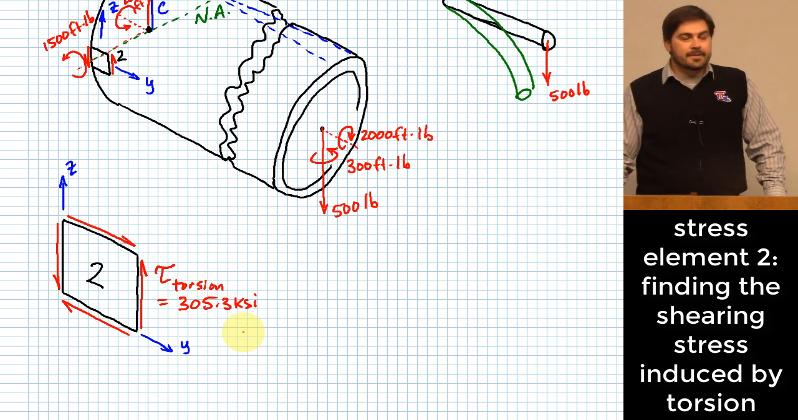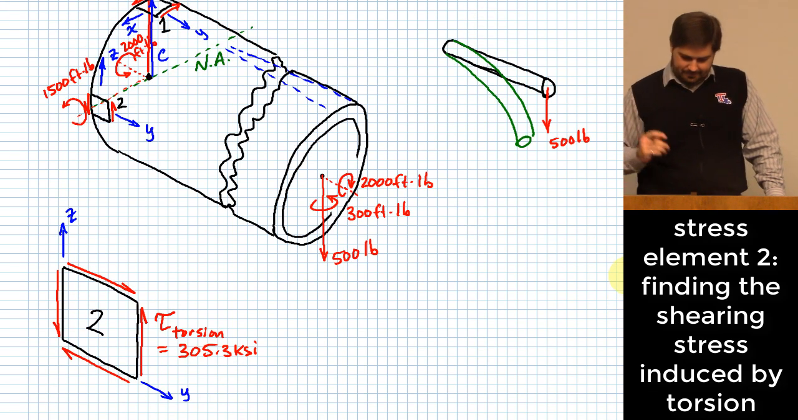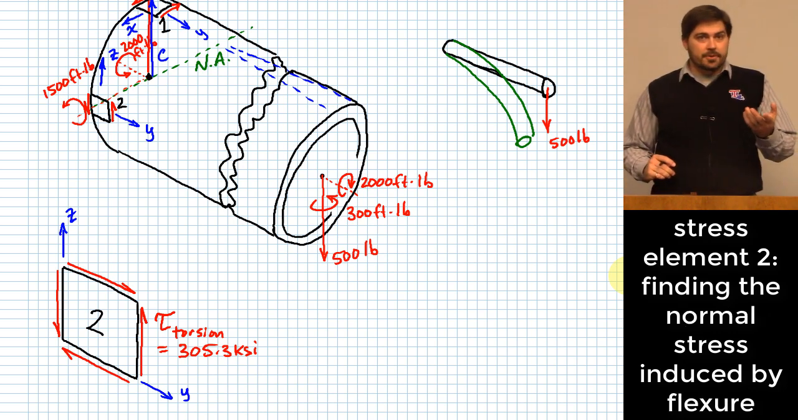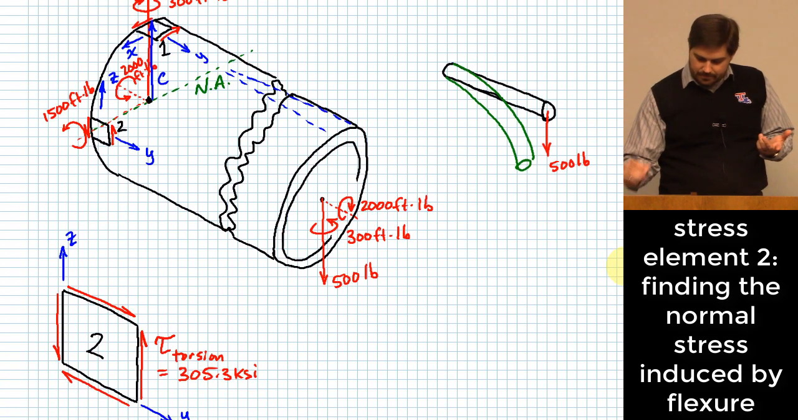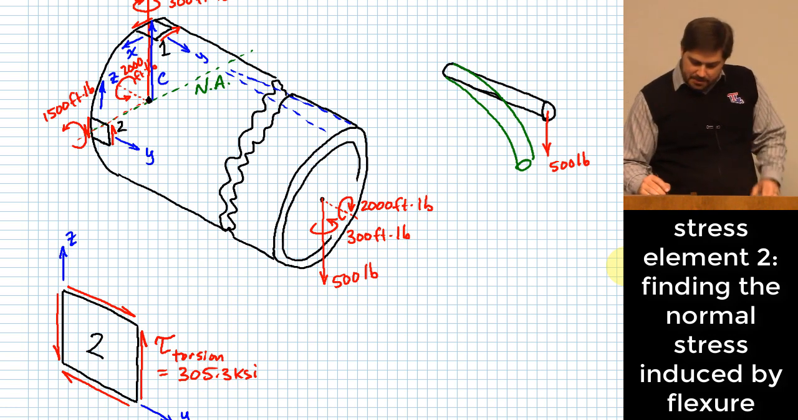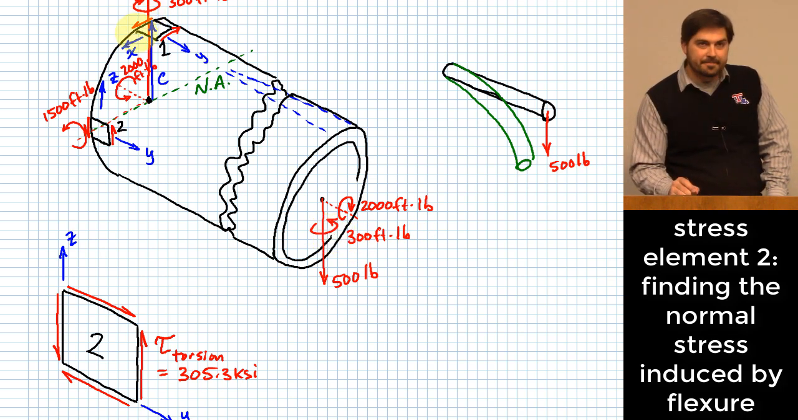All right. Well, that was easy enough. Now what? Okay. There will be another flexural stress for this one as well. What is causing the flexural stress for this element? Okay. Yeah, we have this 300 foot-pound applied moment on one end that is reacted at the other end.